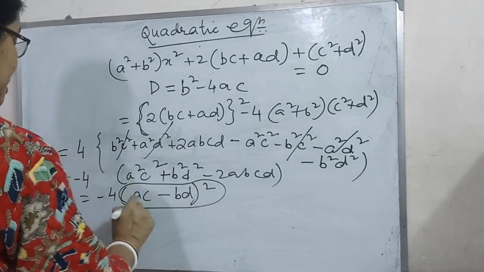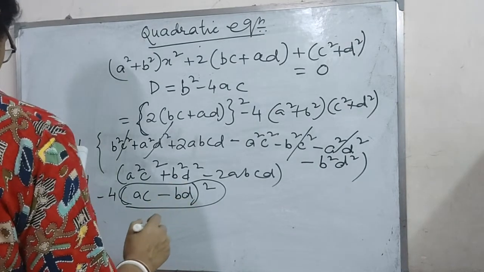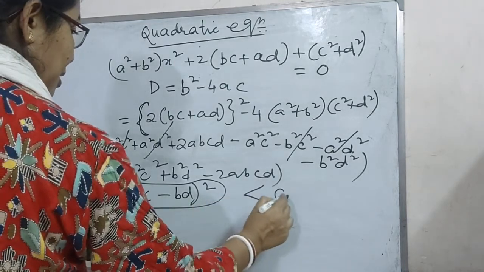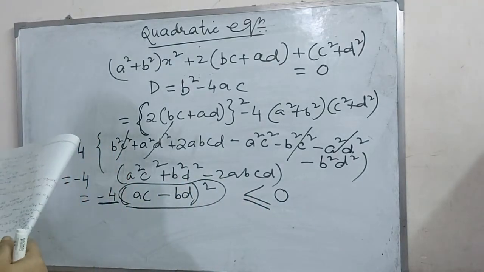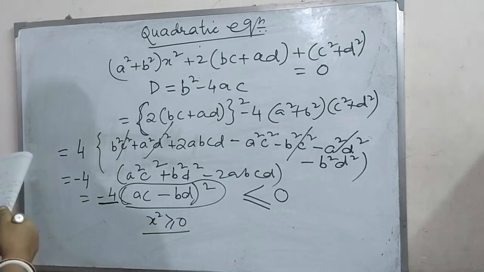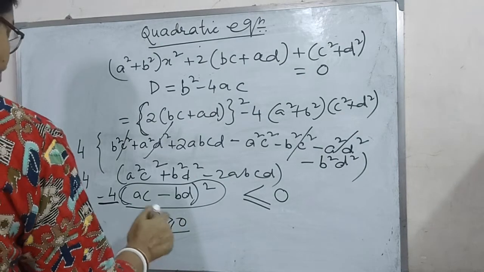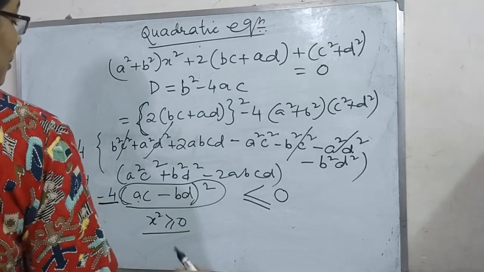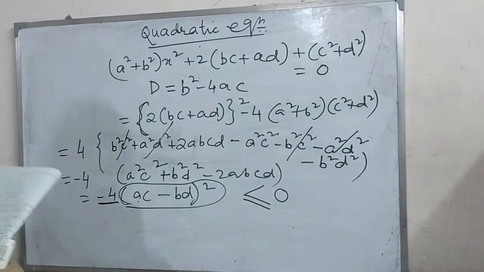This (ac − bd)² is always positive because it is a square, but here we have −4. That means this is less than or equal to 0. We know that for all real values of x, x² is greater than or equal to 0, but here we have minus 4, so this is less than or equal to 0.